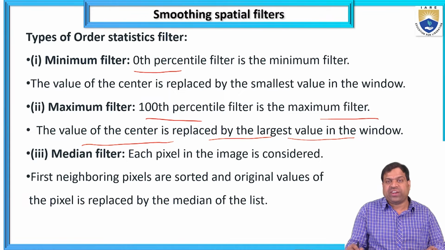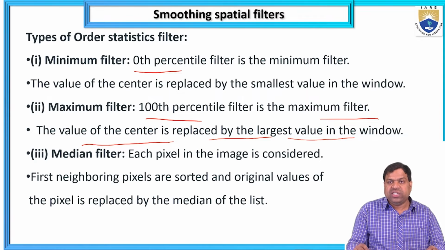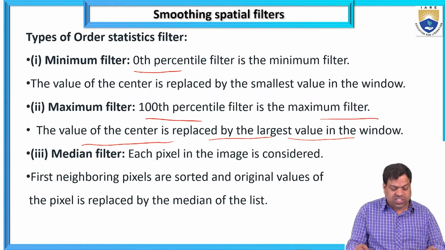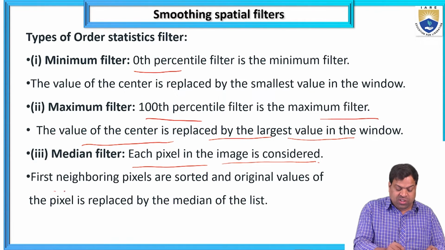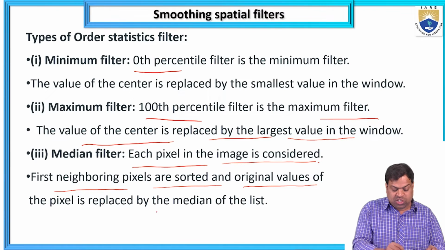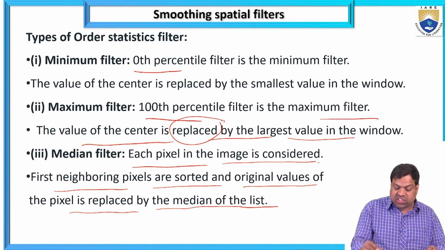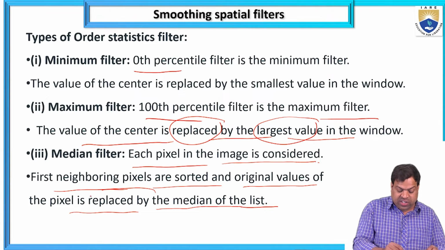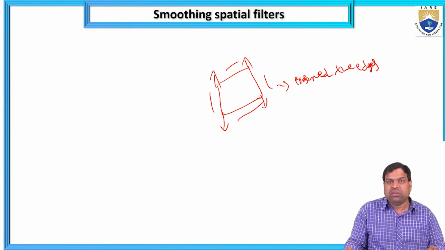Another one is the median filter. It differs from the minimum and maximum. So what is a median filter? Each pixel in the image is considered, first the neighborhood pixels are sorted, and the original value of the pixel is replaced by the median of the list. Here it is replaced with the largest value, and here we replace it with the median value. Okay, that is the median filter. So the order statistics filters are the minimum filter, maximum filter, and median filter.